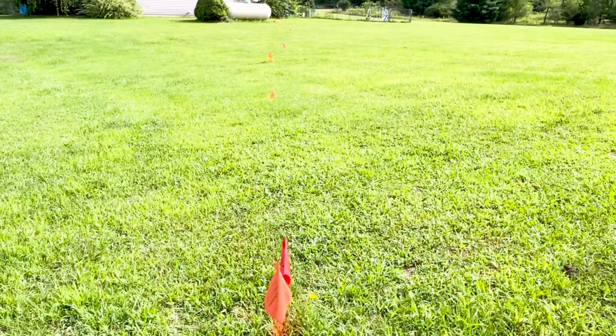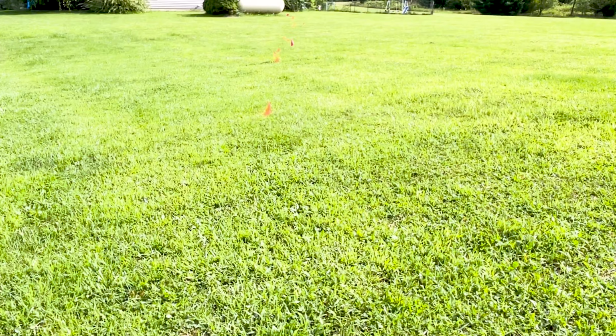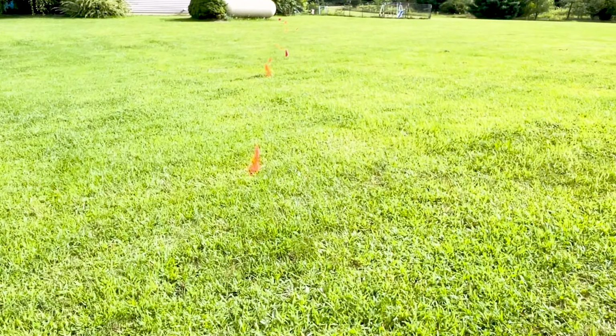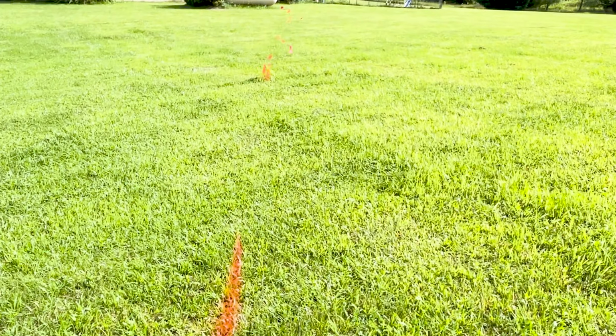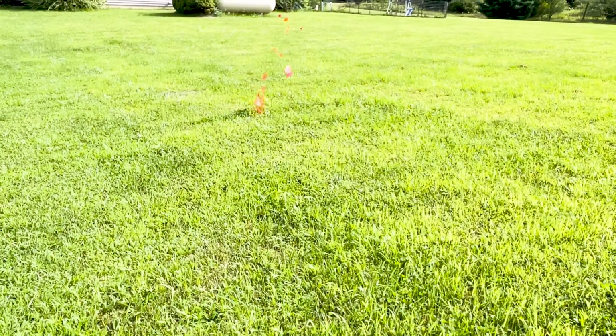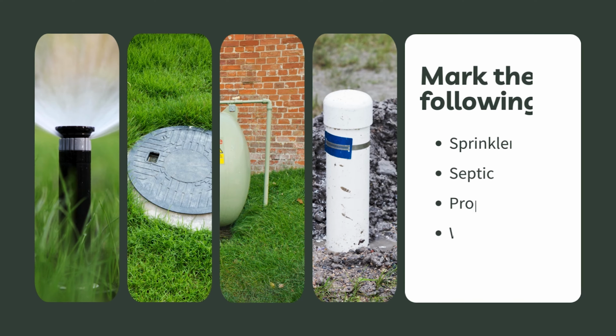Once mainline construction is completed in your zone, MISDIG will come and mark your primary underground utility lines with flags and spray paint. This is your signal to mark any other underground utility lines, like sprinkler, septic, propane, or wellheads.